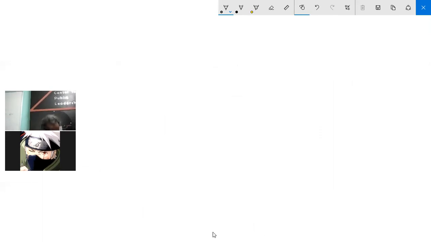Next sum is a conical flask is full of water. Okay, sir. The flask has base radius r and height h.